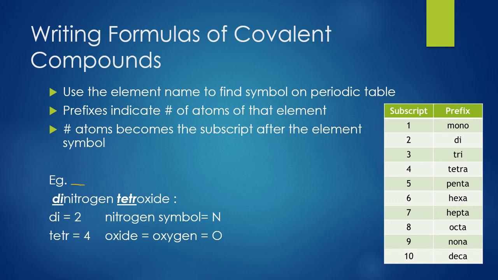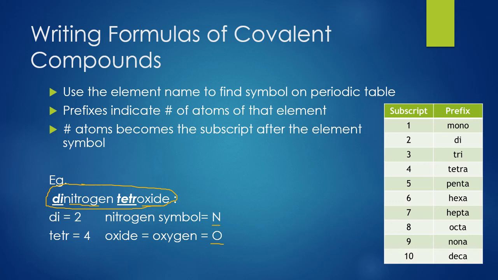If you were given the name dinitrogen tetroxide, how would you figure out what the chemical formula is? Well, you can use the element name portion, nitrogen, and oxide to figure out the elements involved. So nitrogen has the symbol N. So you would look it up on the periodic table and see what its symbol is. Oxide, that's just the -ide form of oxygen. And when you look up oxygen on the periodic table, its chemical symbol is an O.